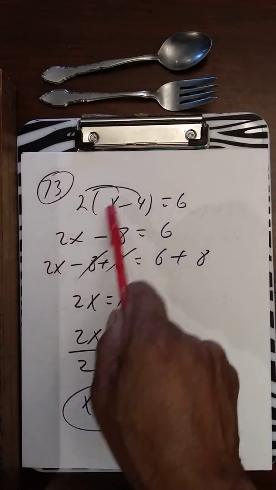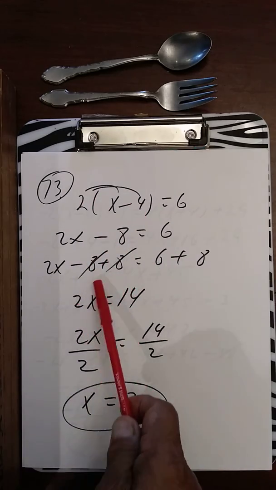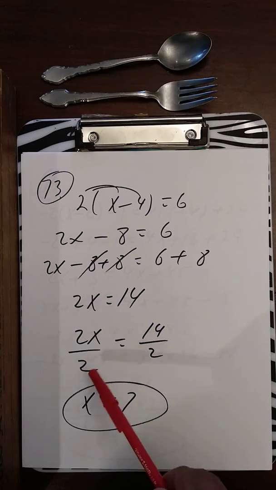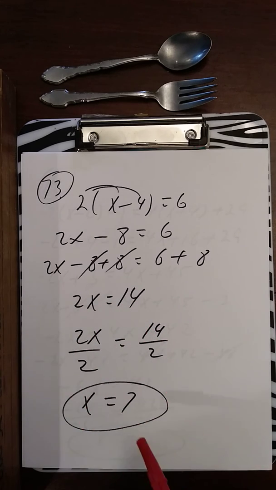Let's see, 2 times x, 2x, 2 times that, negative 8. Add 8, add 8. These are gone. So now we have 2x is 14, divided by 2, divided by 2, so x must be 7.